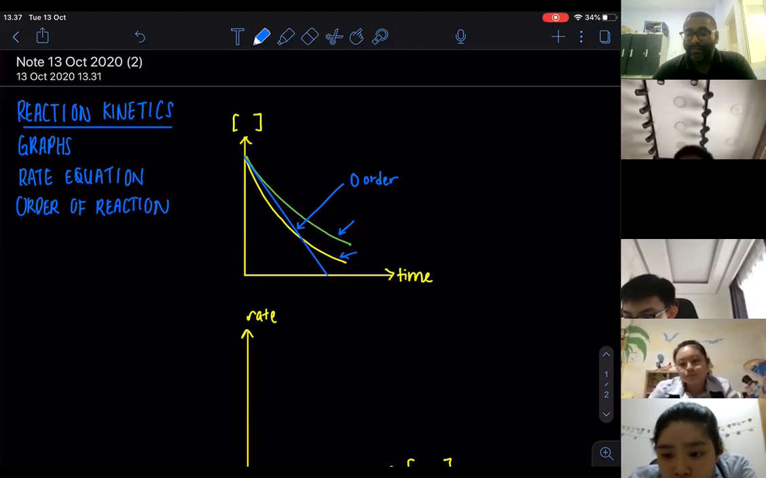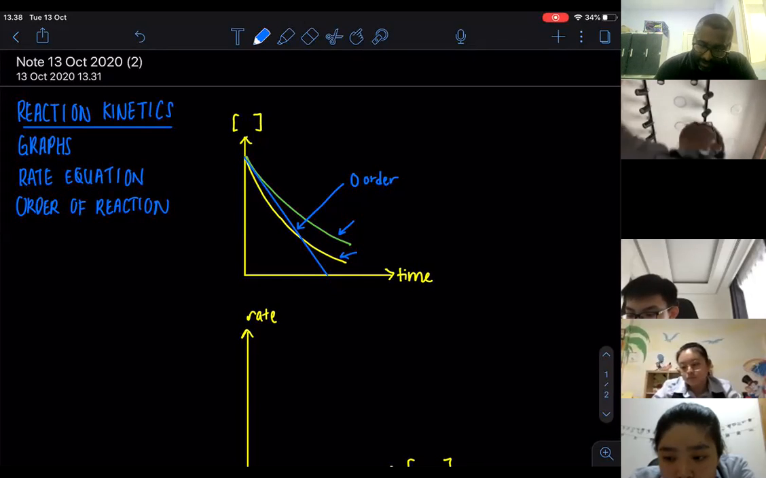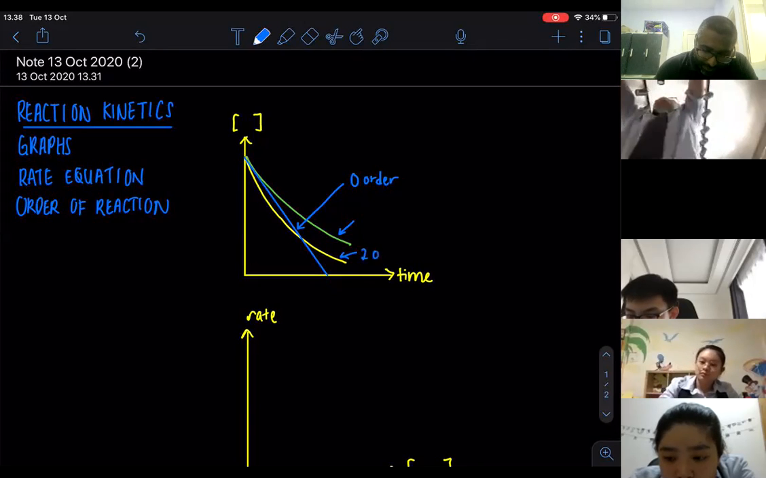The gradient decreases depending on a few factors. The reactant is being used up, so the concentration of the reactants is less. If you have less concentration, the rate of reaction also becomes less. That is if you want to refer back to your concept of rate of reaction. But do remember, the steeper curve is the second order, and this one is first order.